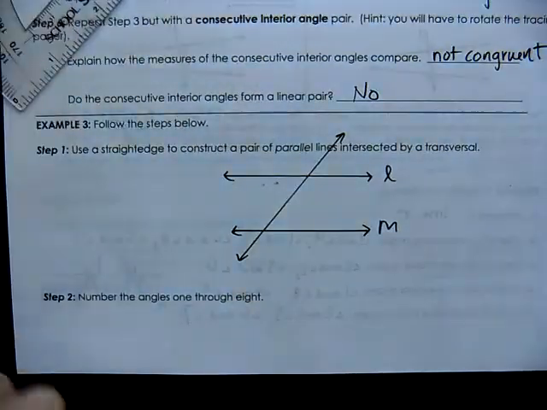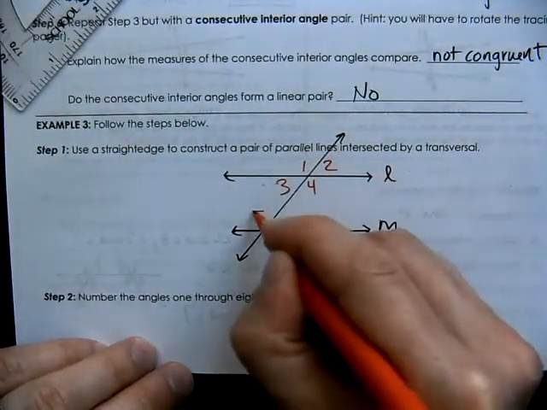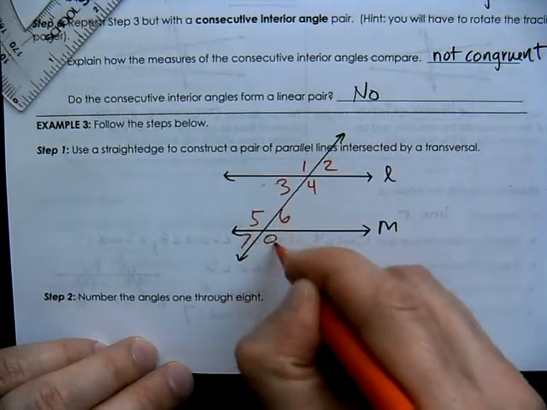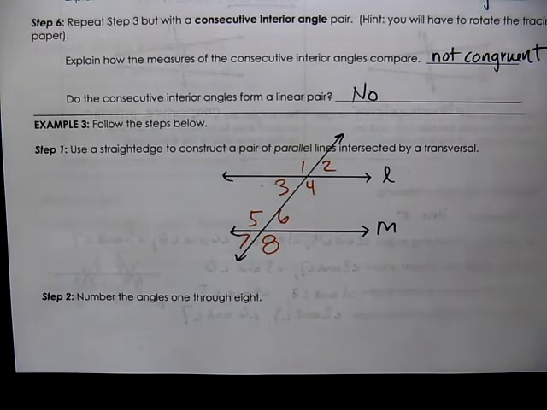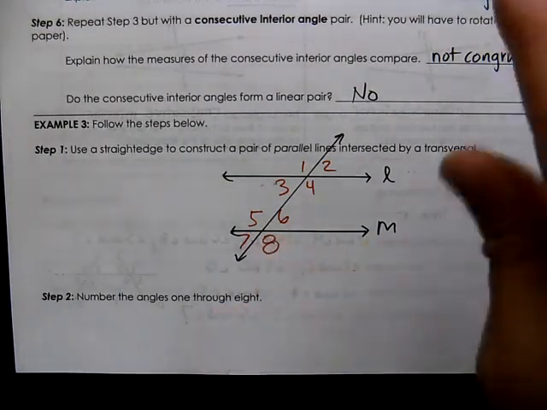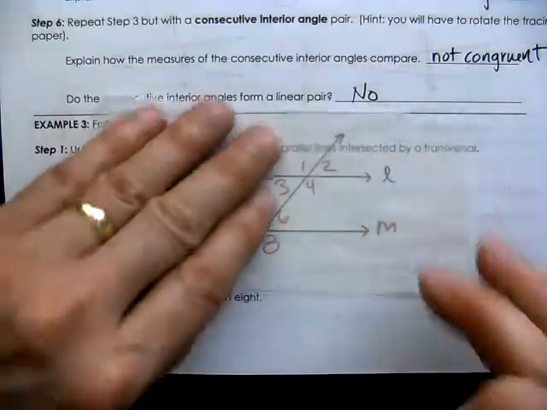Step 2, number the angles 1 through 8. So 1, 2, 3, 4, 5, 6, 7, 8. Now we're asking the exact same questions, and they're listed on the next page. We're asking the exact same questions as what we had done with the previous diagram. Let's look at each of these pairs. Let's look at corresponding pairs and see if they are congruent or not.